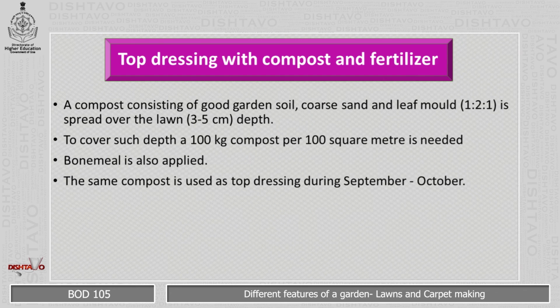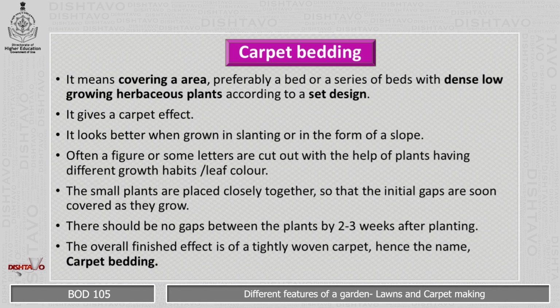Top dressing with compost and fertilizer. A compost consisting of good garden soil, coarse sand and leaf mold in a ratio of 1:2:1 is spread over the lawn to 3 to 5 centimeters depth. To cover such an area, 100 kg compost per 100 square meters is needed. Bone meal is also applied. The same compost is used as top dressing during September to October.